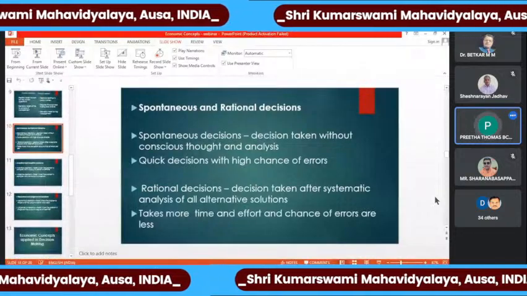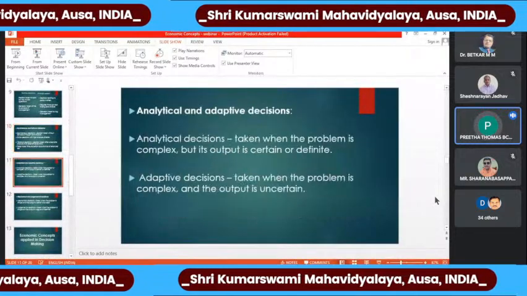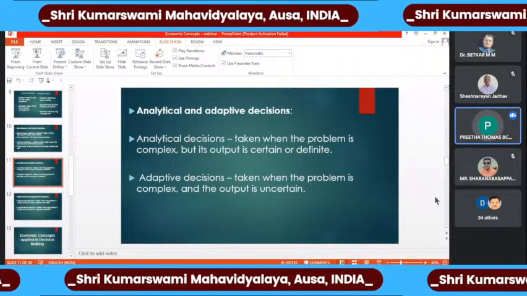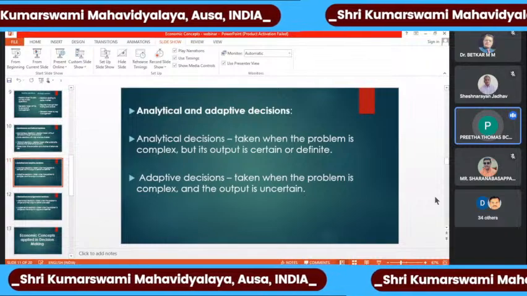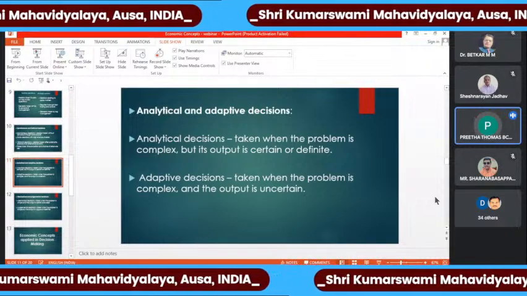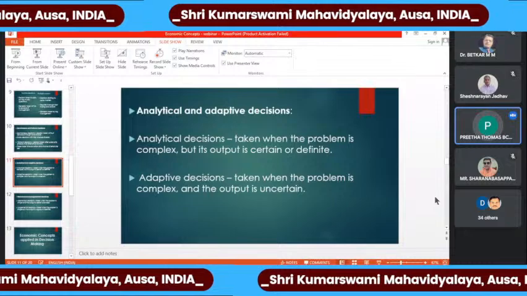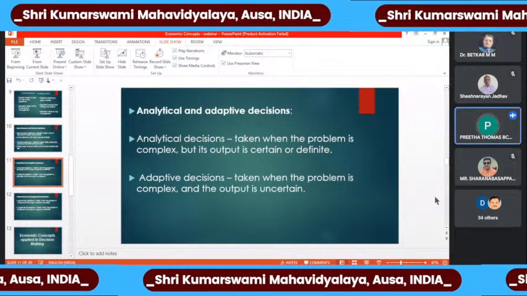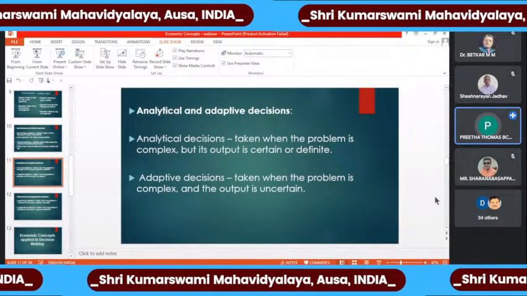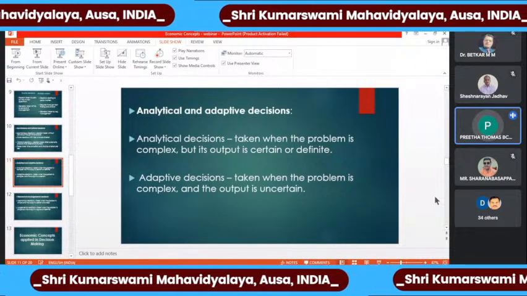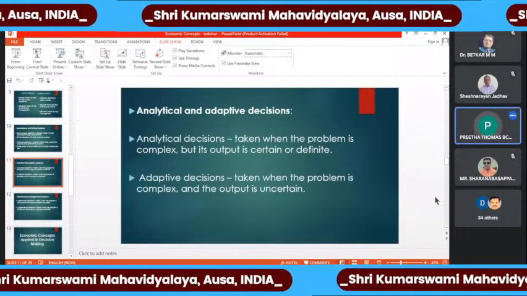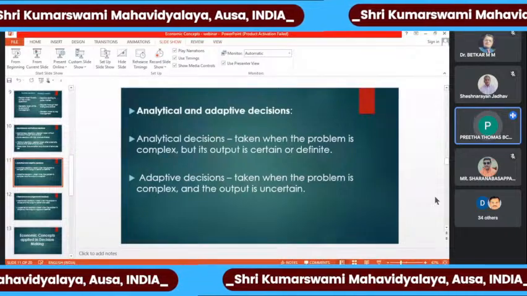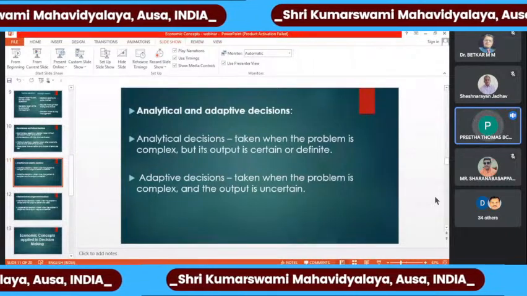Okay. Then we have what are known as analytical and adaptive decisions. Analytical decisions are taken when the problem is complex, but the output is certain or definite, right? You have a complex problem, right? There the kind of decision is, and the output is certain or definite, then you have to analyze the situation and take the decision, right? It is known as analytical decisions. Whereas adaptive decision is taken when the problem is complex and the output is uncertain.